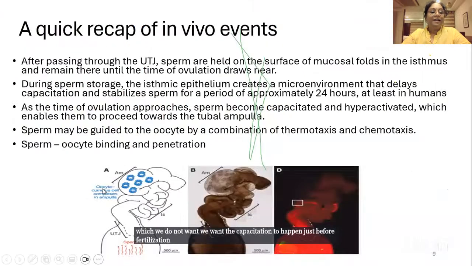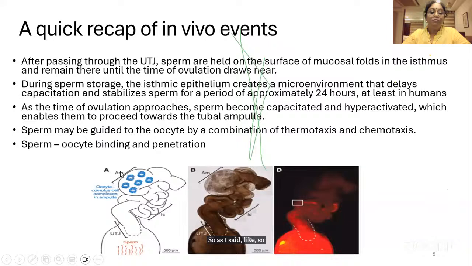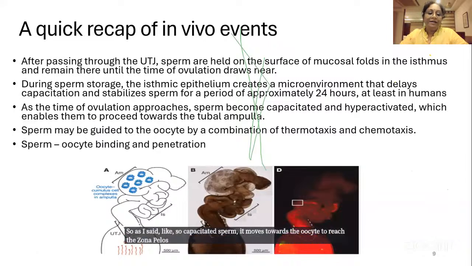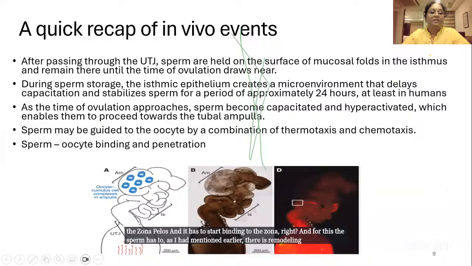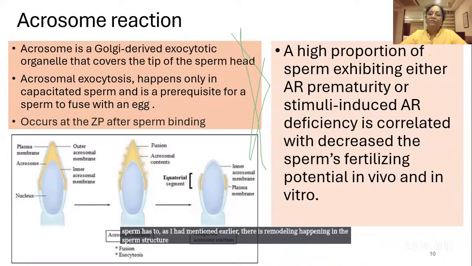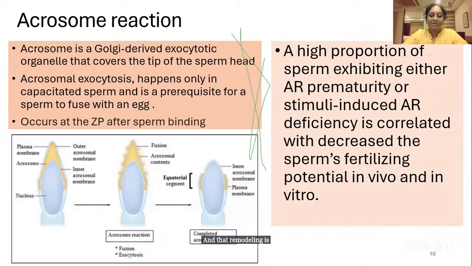So as I said, the capacitated sperm moves towards the oocyte to reach the zona pellucida, and it has to start binding to the zona, right? And for this, as I had mentioned earlier, there is remodeling happening in the sperm structure, and that remodeling is the acrosome reaction. Now, what is an acrosome reaction?